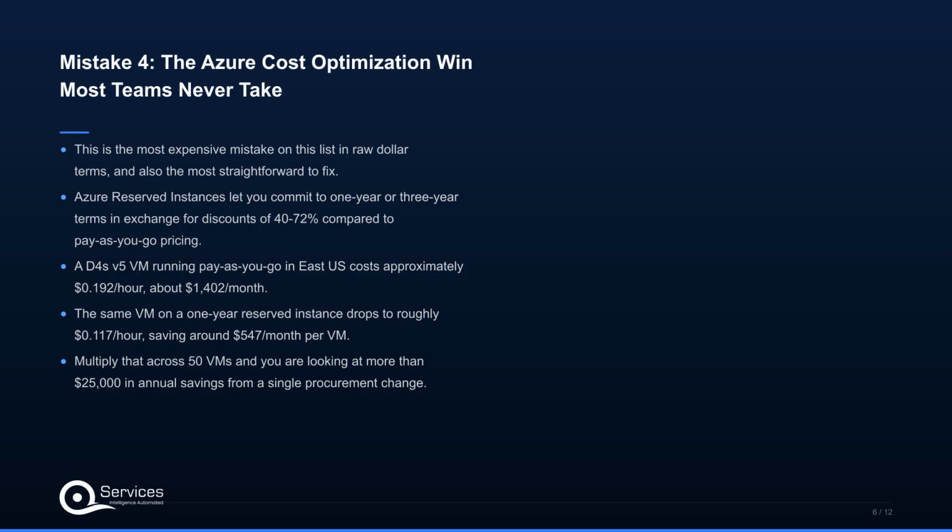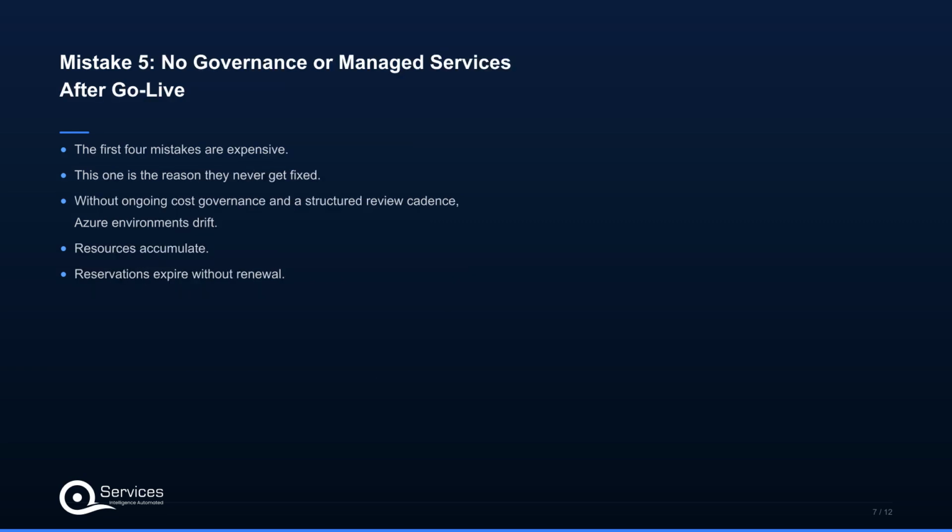According to Microsoft's reserved instances documentation, organizations that fully optimize reservation coverage save an average of 40% on compute costs. Next up, mistake 5: no governance or managed services after go-live. The first 4 mistakes are expensive. This one is the reason they never get fixed. Without ongoing cost governance and a structured review cadence, Azure environments drift.